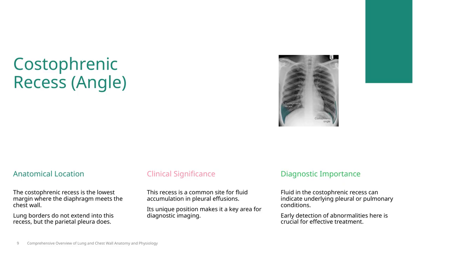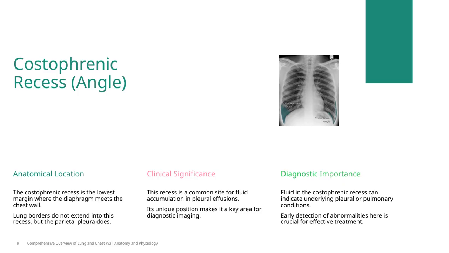Now, to understand its anatomical location, remember that the costophrenic recess is where the diaphragm meets the chest wall at its lowest margin. Interestingly, the lung borders do not extend into this recess, but the parietal pleura does. This distinction is important because it explains why fluid tends to collect in this space. The angle formed by the costophrenic recess is called the costophrenic angle, and it's particularly important in diagnostics.